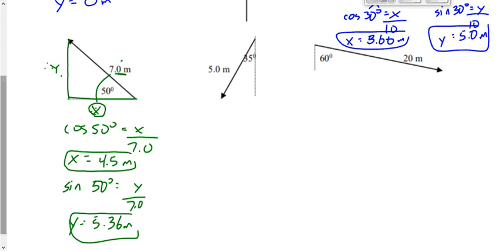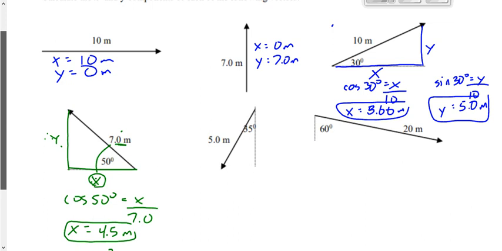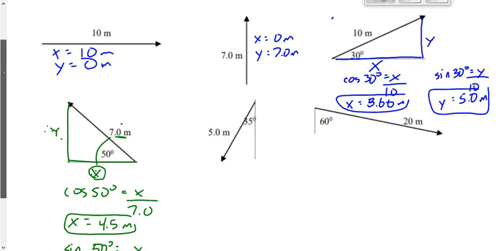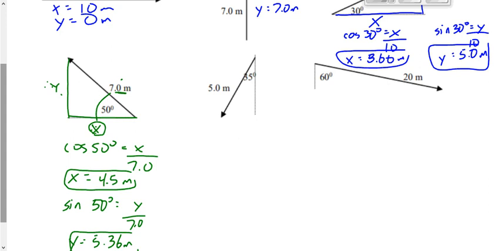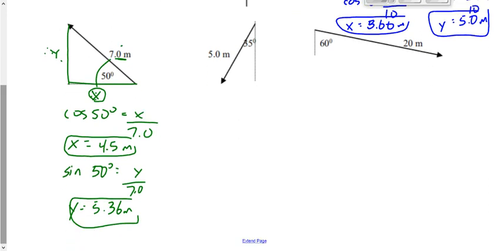So how much of that 7 meters is x? 4.5. How much of that 7 meters is y? 5.36. Easy when we look at this question to see how much is x and how much is y. A little bit harder here, but we've done it. Okay? 4.5 is x and 5.36 is y. Let's do the next one.